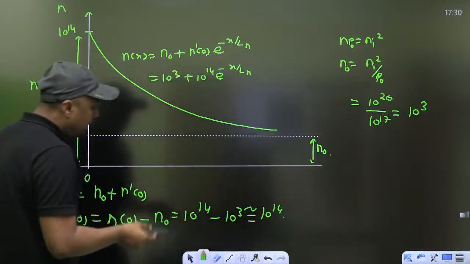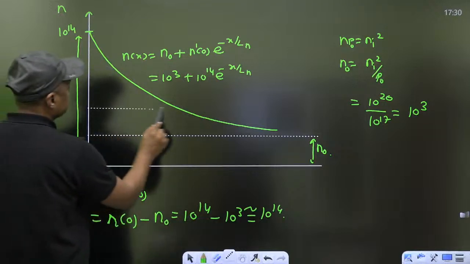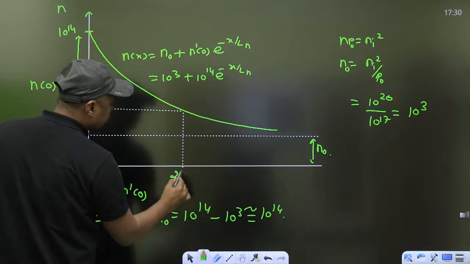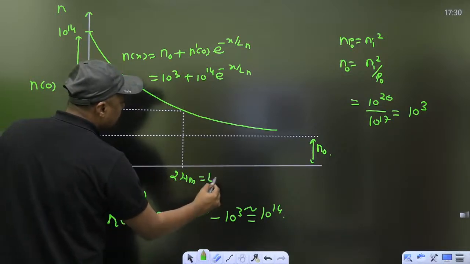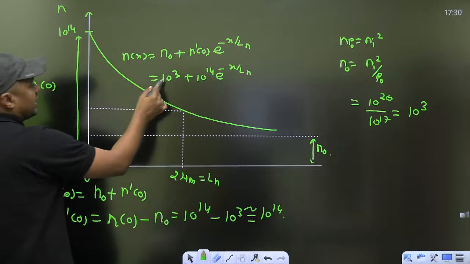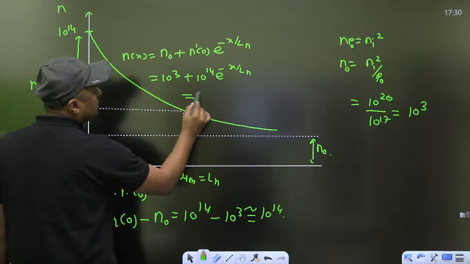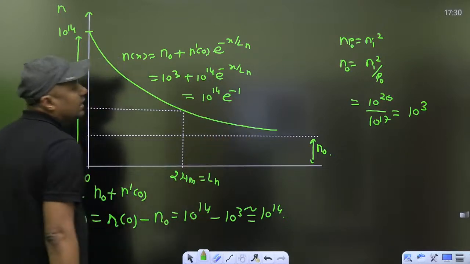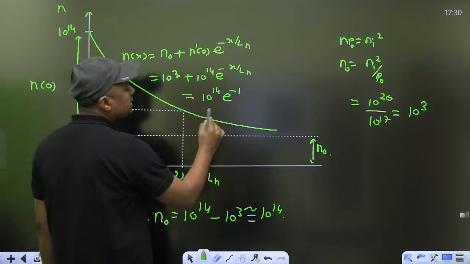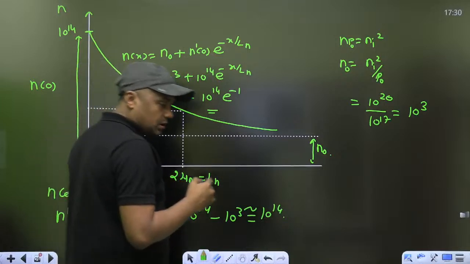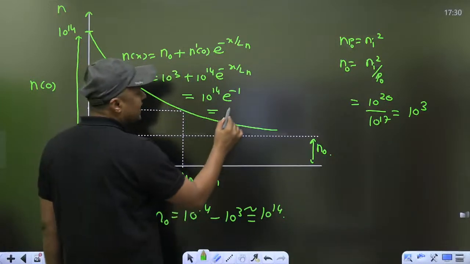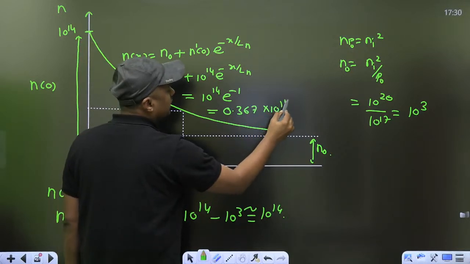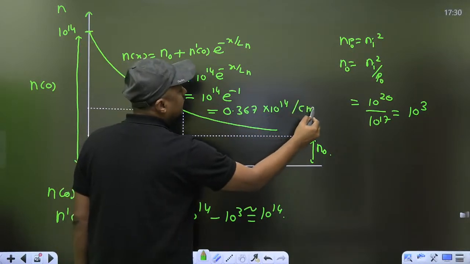So exactly at 2 micrometer, what will be the concentration? This is nothing but Ln. When this is negligible, this will become 10 to the power 14, 2 divided by 2, e raised to power minus 1. And what is e raised to power minus 1? 0.368 or 0.367, into 10 to the power 14 per centimeter cube. That will be the answer.